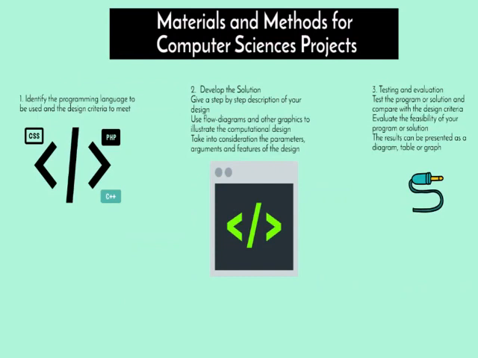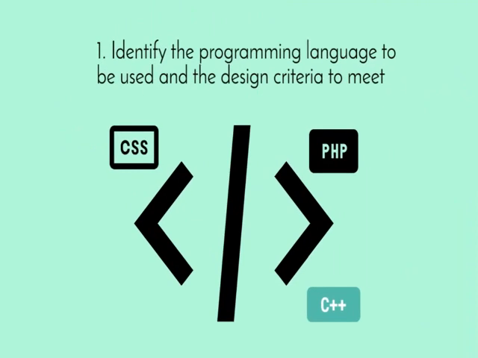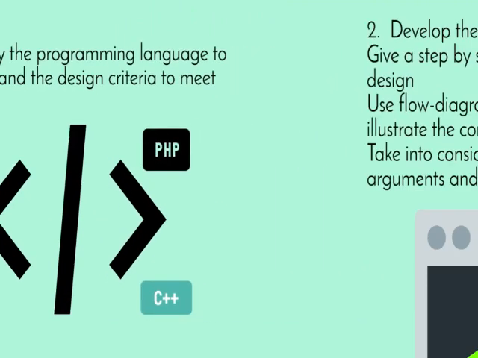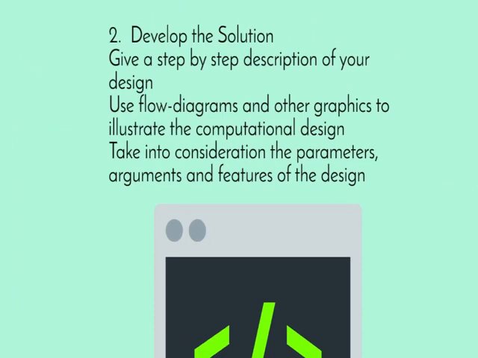Number 1. Identify the programming language to be used and the design criteria to meet. Number 2. Develop the solution. Give a step-by-step description of your design. Use flow diagrams and other graphics to illustrate the computational design. Take into consideration the parameters, arguments, and features of the design.